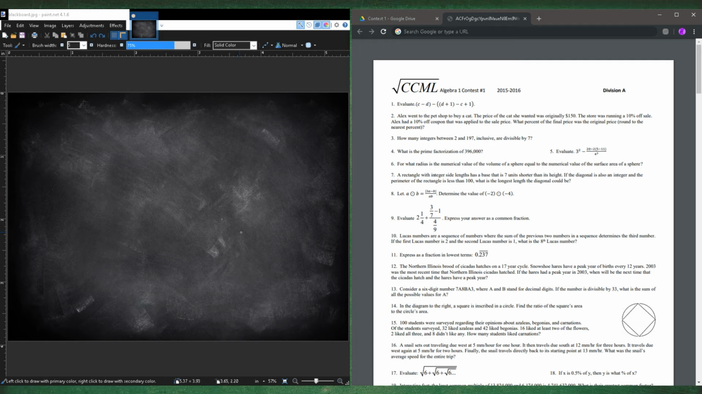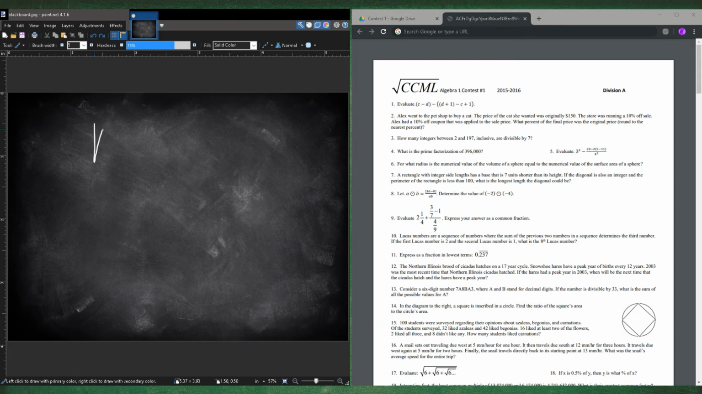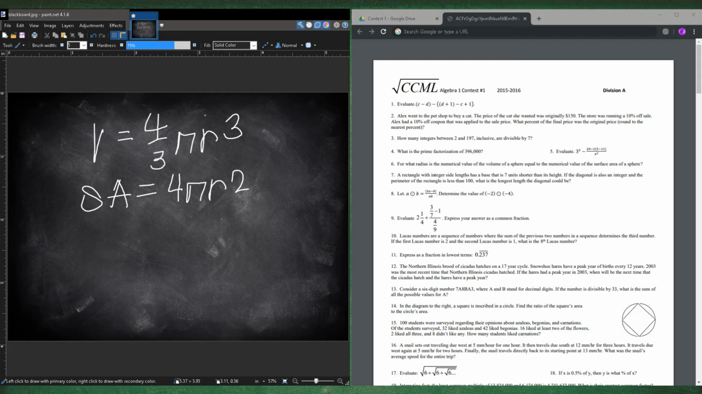For what radius is the numerical value of the volume of the sphere equal to the numerical value of the surface area of a sphere? The volume of a sphere is 4/3 pi radius cubed, and the surface area of a sphere is 4 pi radius squared. Since they both have to be equal, we set them equal to each other. So 4/3 pi radius cubed equals 4 pi radius squared.